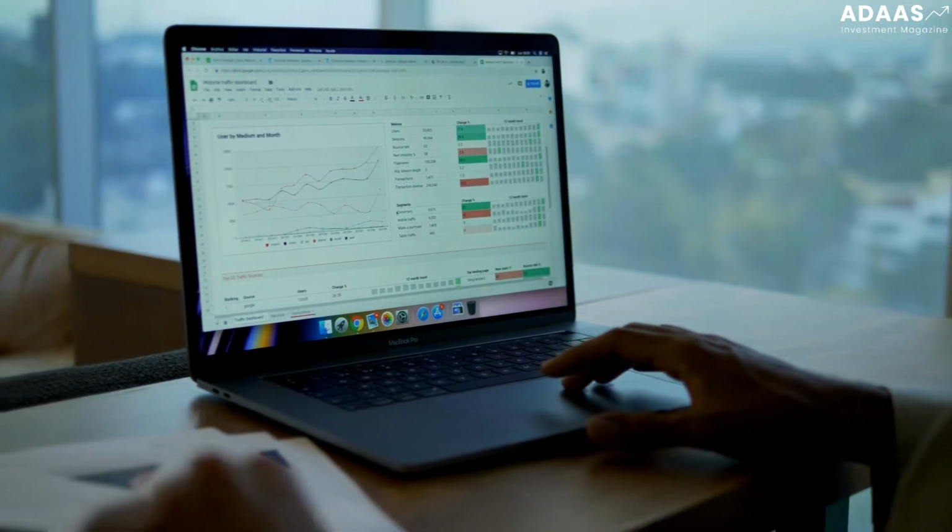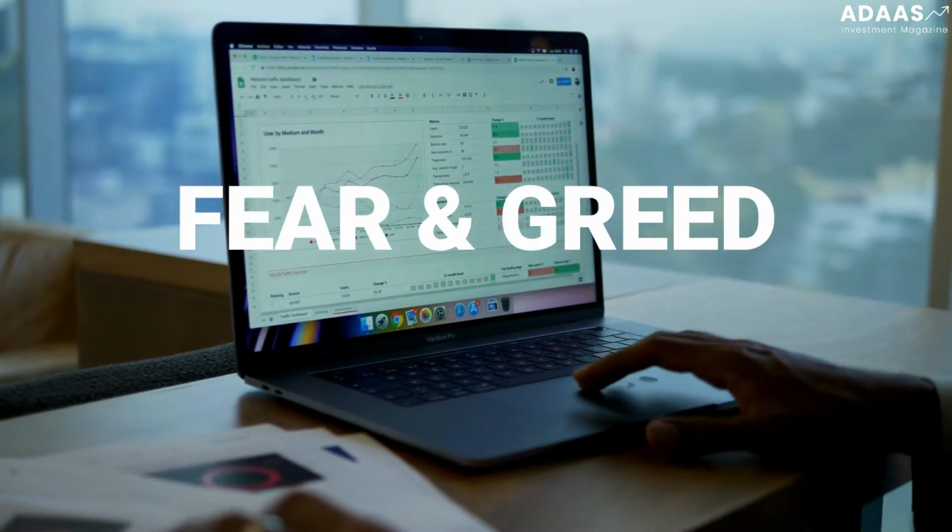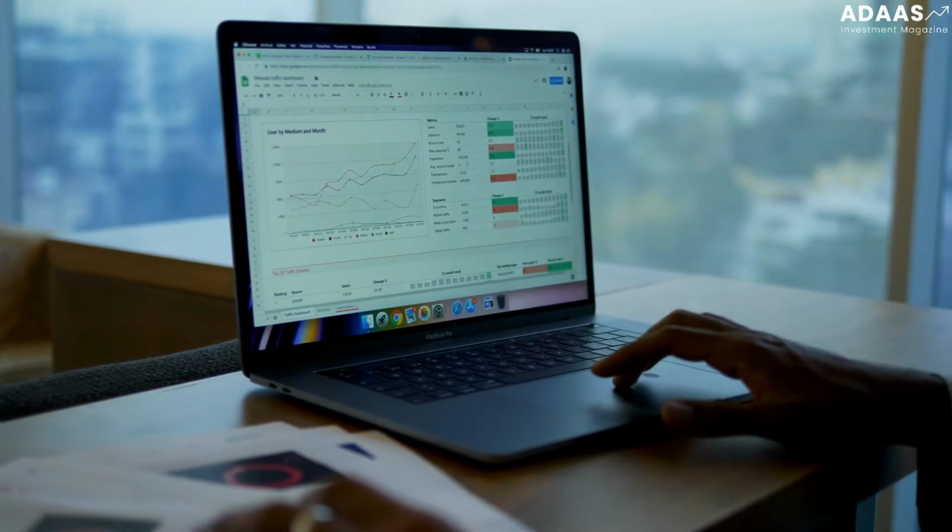By watching this video, you will get acquainted with what the Fear and Greed Index is and what its usages are in general.